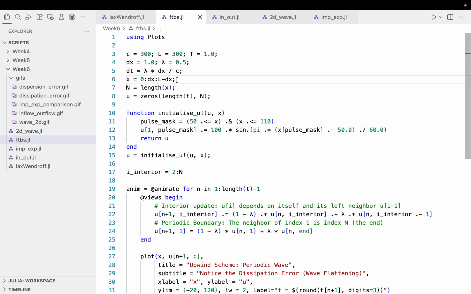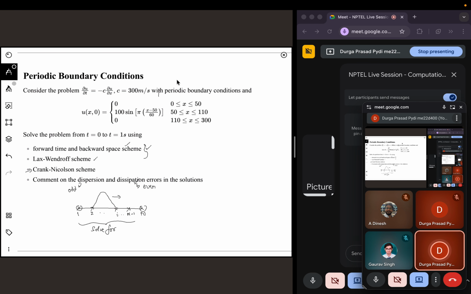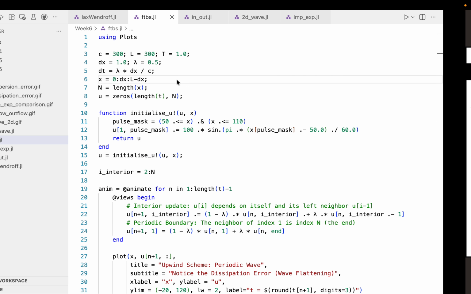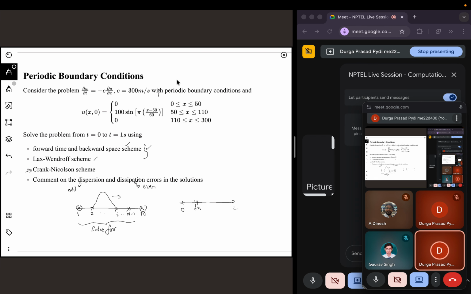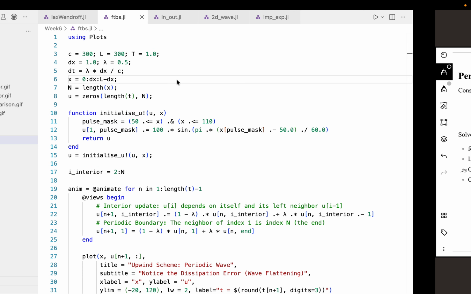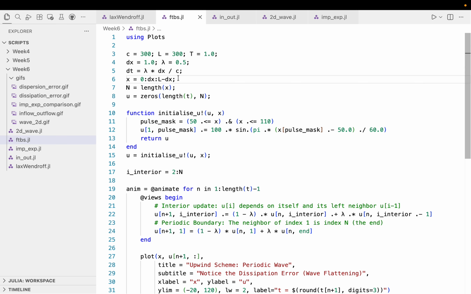So what this line does is it just creates a domain between 0 to L with 1 unit length as dx. As I said, we are only solving from 1 to n minus 1 because for a periodic boundary condition, we don't need to solve for n separately. So I'm creating a grid only up to L minus delta x. Instead of solving till L, we'll only solve till L minus dx. So this line creates that. N is basically the length of the grid that I've created just now.